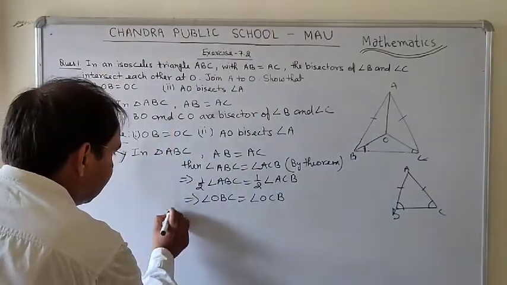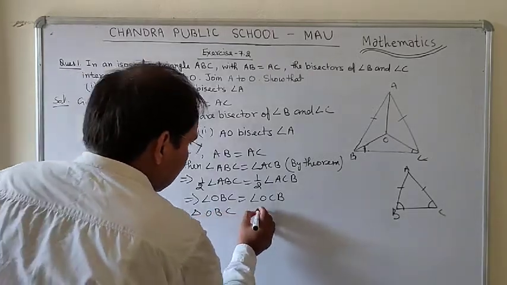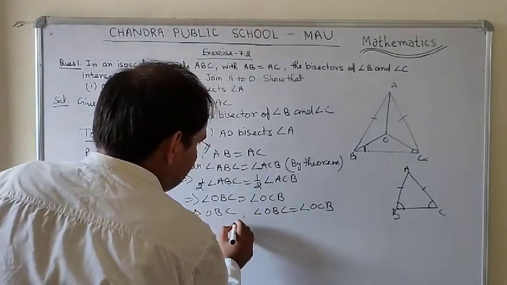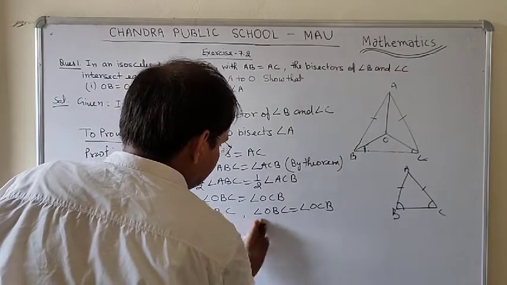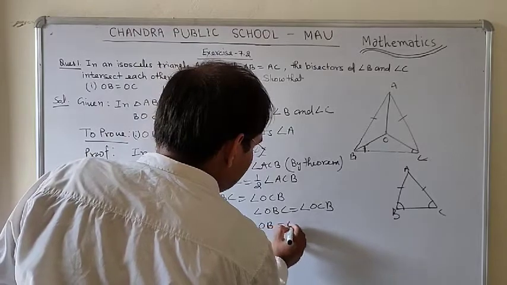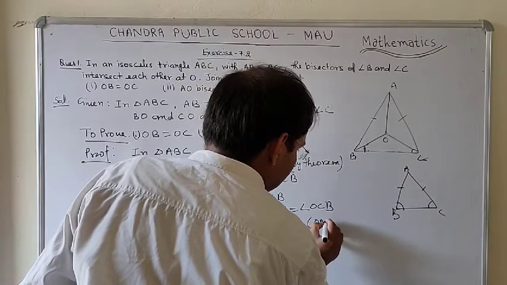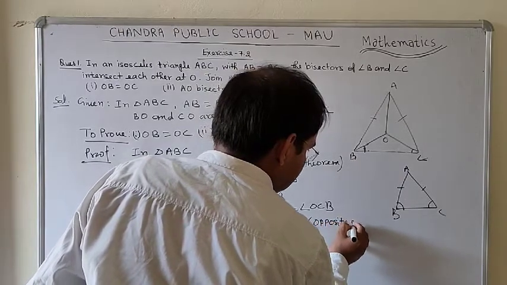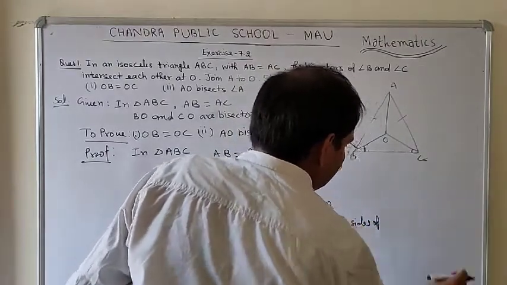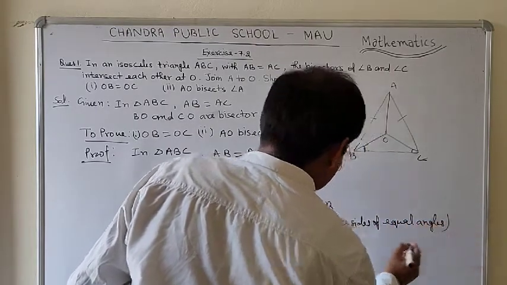So here you will write, in triangle OBC, angle OBC equals angle OCB. Then OB equals OC. Here you can give the reason by theorem. Here you can write: opposite sides of equal angles. So that is the reason.